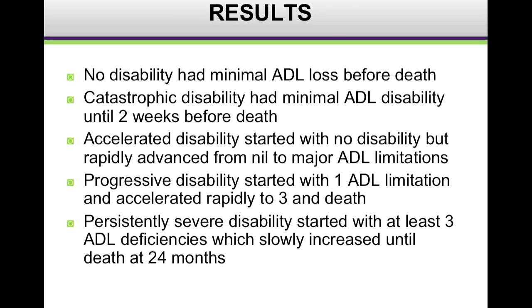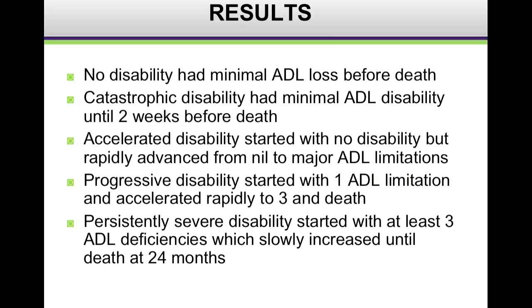What was the result? Those who had no disability had minimal ADL loss before death. In other words, it's the way we all want to die, with no disability. Catastrophic disability had minimal ADL disability until 2 weeks before death. What kind of individual is that? Somebody who's been perfectly fit up until they suddenly had a massive heart attack, a massive stroke, something like that, and then die soon thereafter.